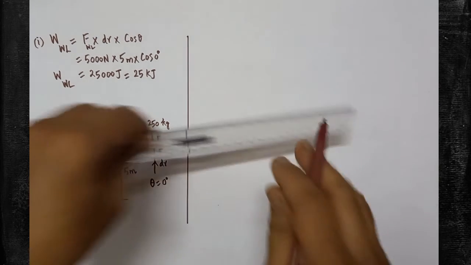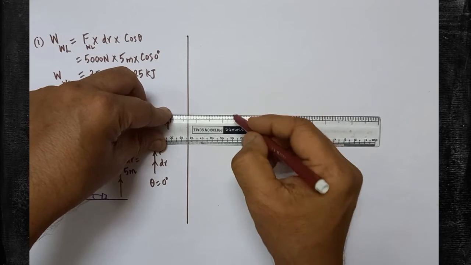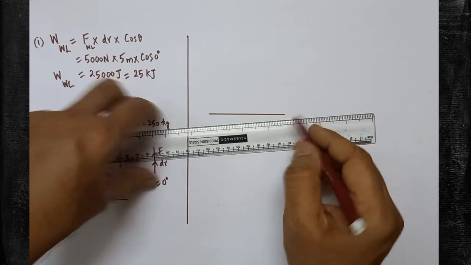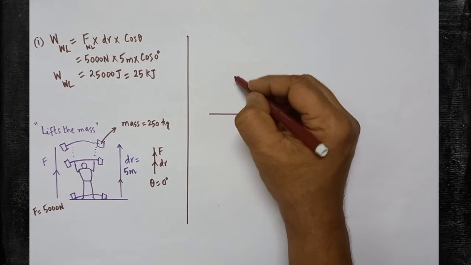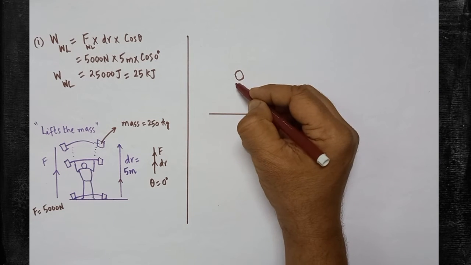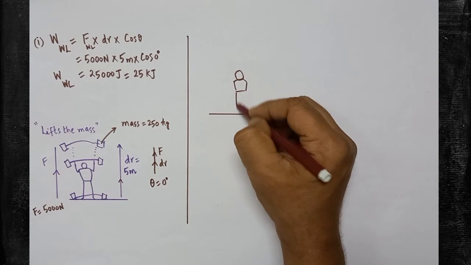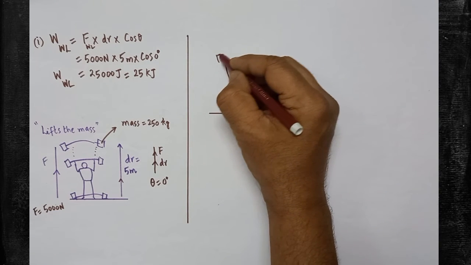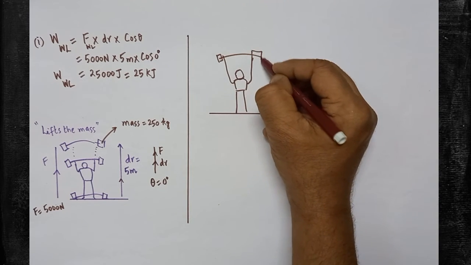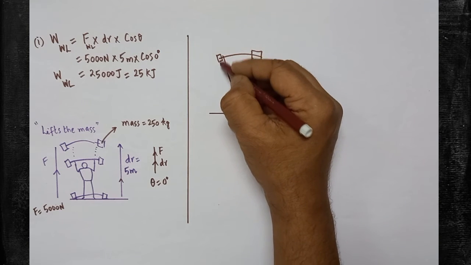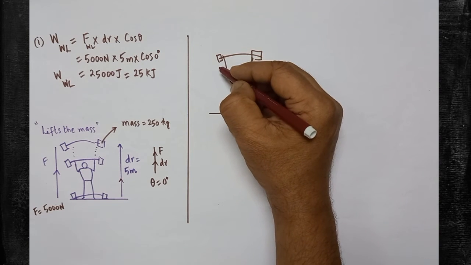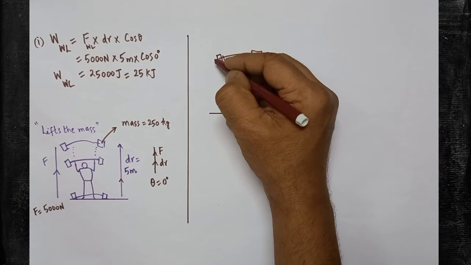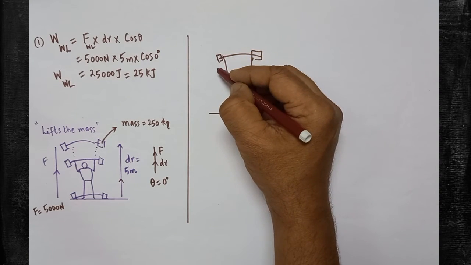Now I will draw the diagram. You can easily understand the meaning of the problem. So this is the ground level. Now this is the weightlifter. He is lifting the object in the upward direction, and this mass is pulled by gravitational force. So it is at a height of 5 meter.